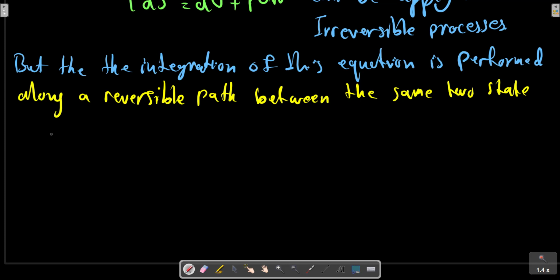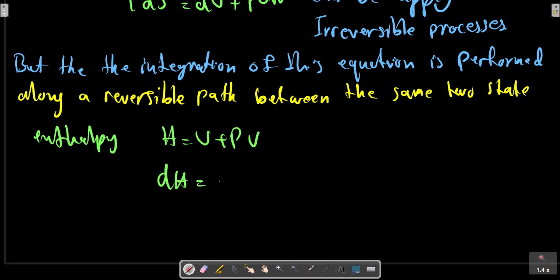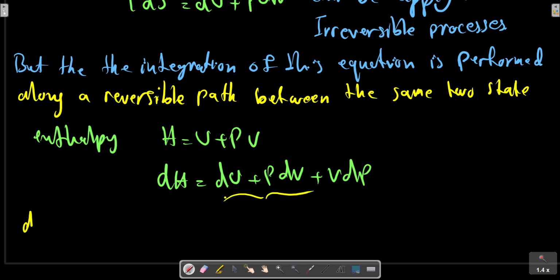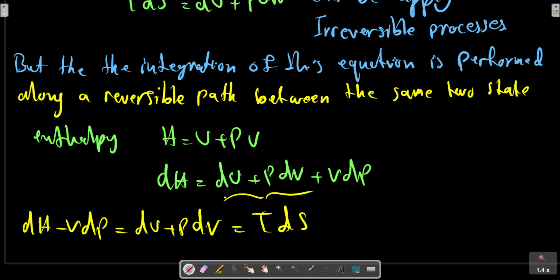Since enthalpy is defined as H = U + PV, it follows that dH = dU + PdV + VdP. So this expression, dH - VdP = dU + PdV, which equals TdS. This is a relation for the enthalpy, which is the second relation that we set out to derive.